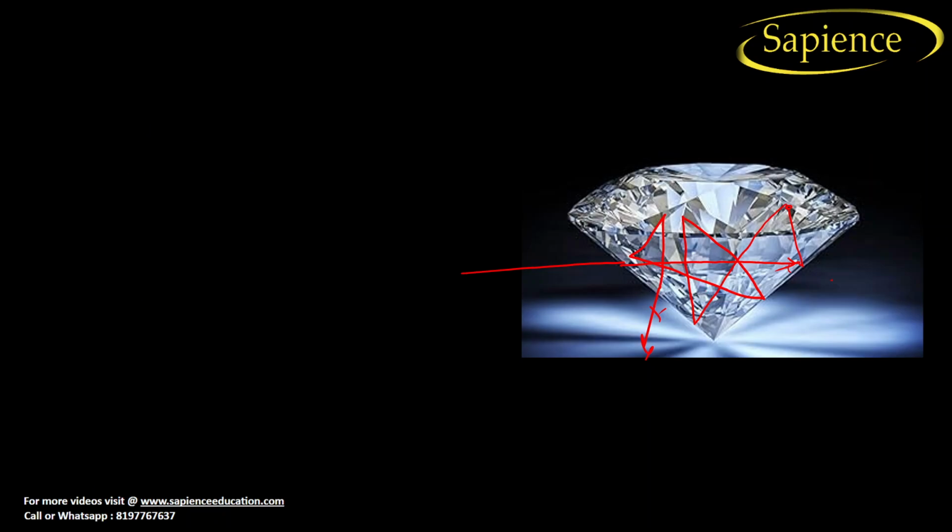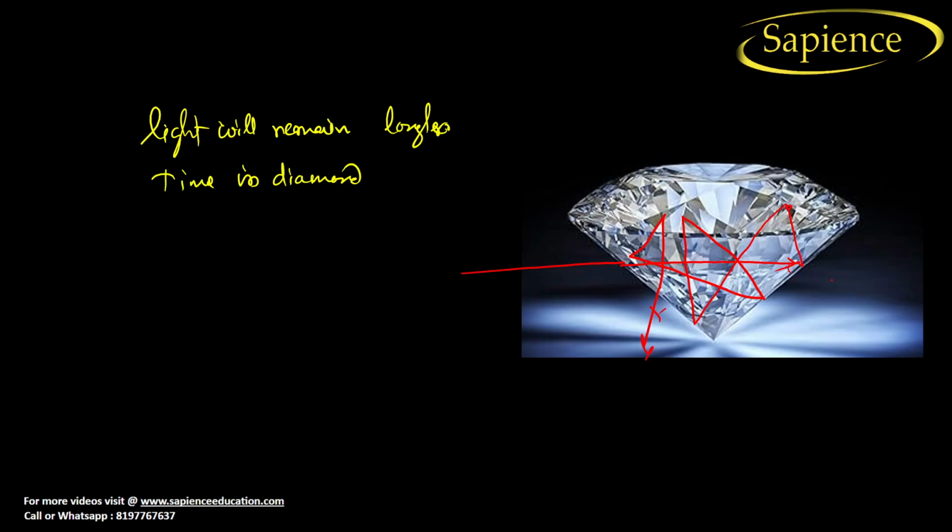So you can understand that the light will remain in this diamond. We can observe that light will remain a longer time in the diamond, right? So when light will remain for a longer time in a diamond, it starts glowing more. So this is known as the brilliance of the diamond's brightness. Okay, glow more.